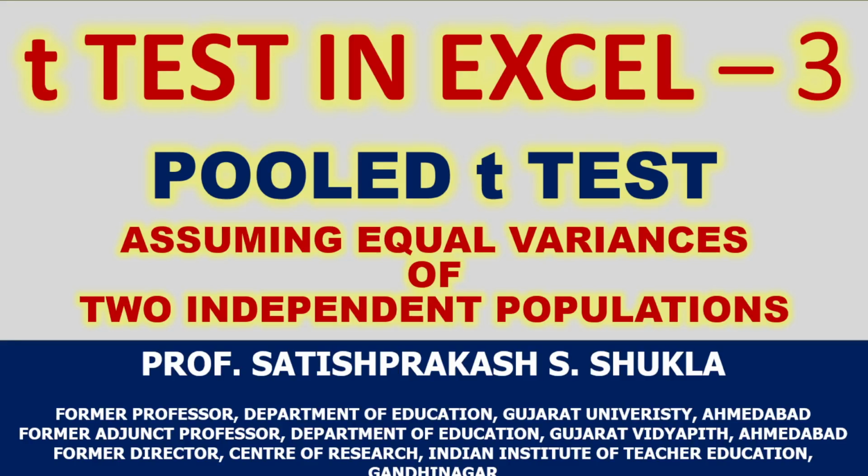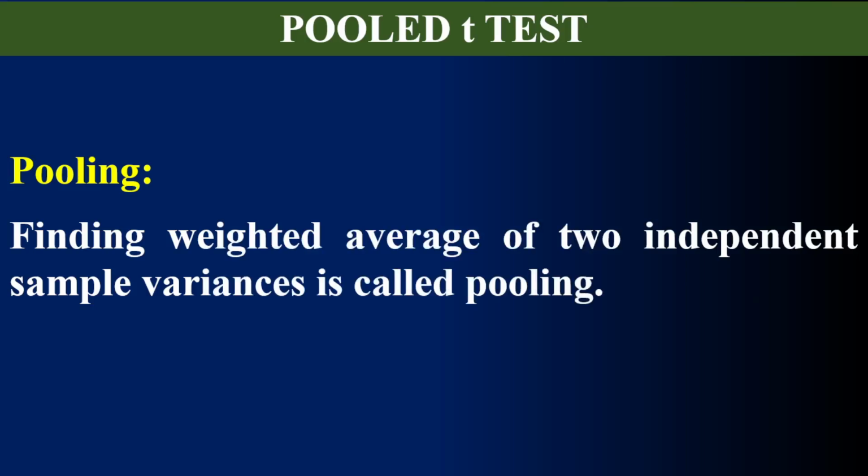small. Why is it called the pooled t-test? Because pooling of variances is done in this test. And what is pooling of variances? Finding the weighted average of two independent sample variances is called pooling. A particular formula is there, but we are not going to find the weighted average because we are going to use Excel to find the t value.